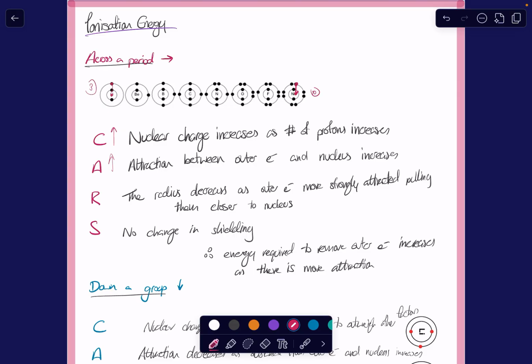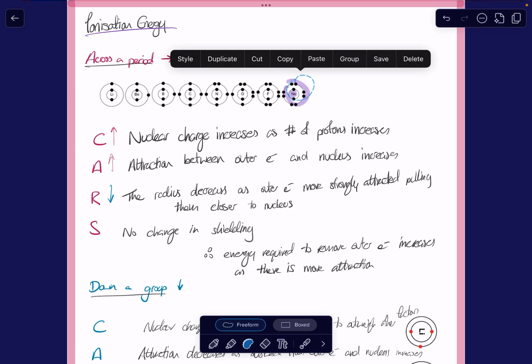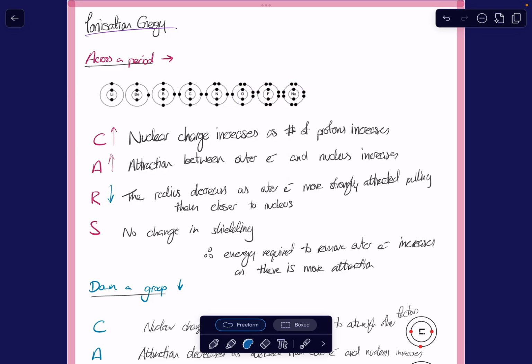It's going to pull it right in. If it pulls it right in, it's going to shrink the radius of that atom. So the radius, let's do this in blue, decreases. And the way that I'm going to word this is the radius decreases as the outer electrons are more strongly attracted, so therefore being pulled closer to that nucleus. And then the final point over here is shielding. There is no difference in shielding, and we can show you this because if you go from lithium to neon, you can see there's the shells, one here, and that is the same across the whole lot. We're just adding more electrons to those shells. So there's no effective change in the shielding.